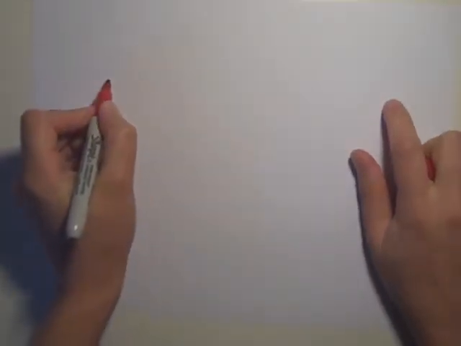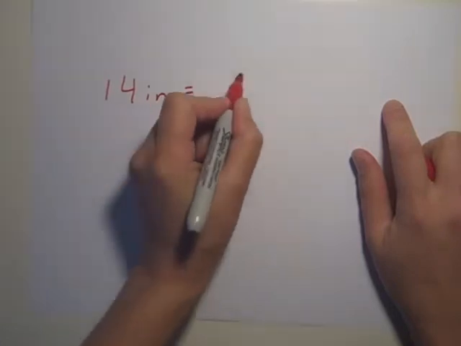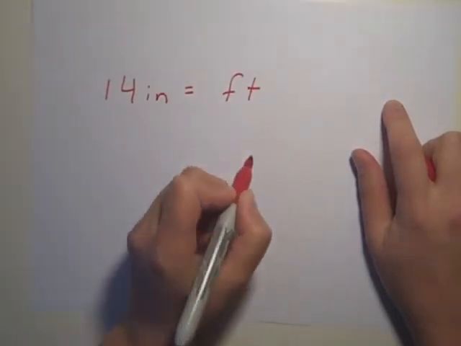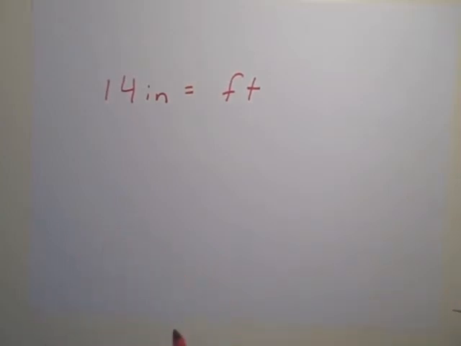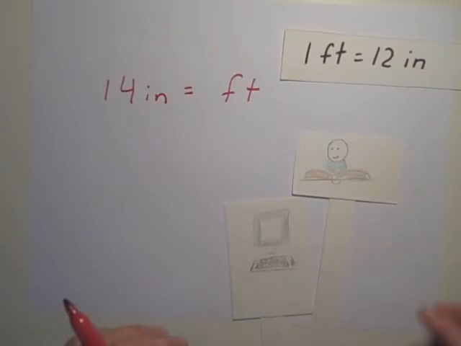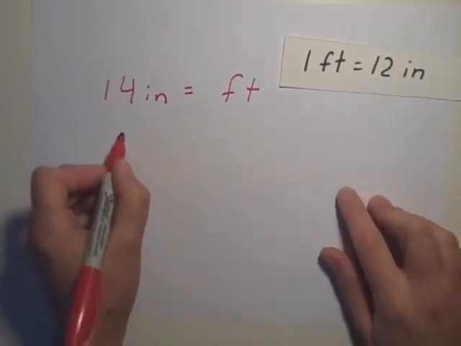For instance, if you have 14 inches, and you want to know how many feet you have, first you need to know what's the relationship between feet and inches. If you don't know, you should look it up. When you do that, you'll find that 1 foot equals 12 inches. Then we set up our fraction.